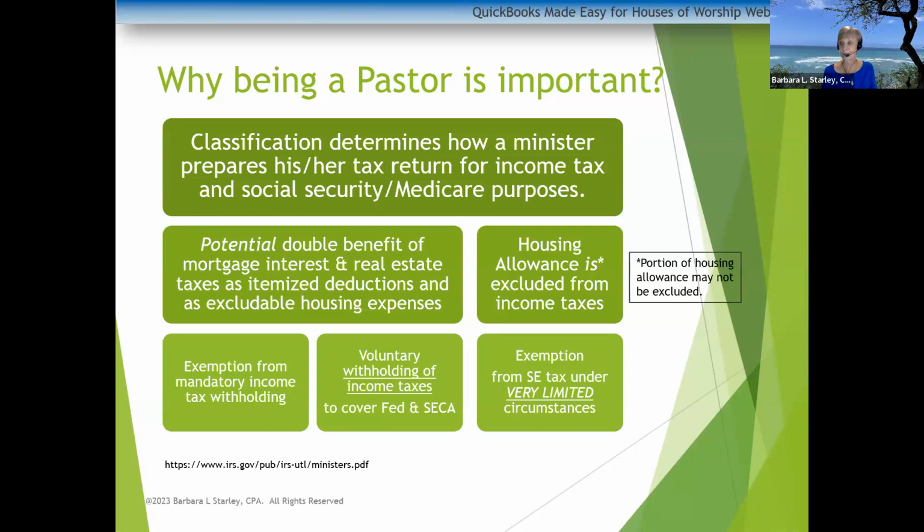So the first thing I want to mention is the housing allowance is excluded from income tax, but a portion of it may not be excluded. We're going to talk about that as well as these three on the bottom in more depth as we go through. So you'll see these little boxes pop up, and you'll remember that this is the visual that we had here, but these four things will be covered in more depth. So hold your questions if you have them.